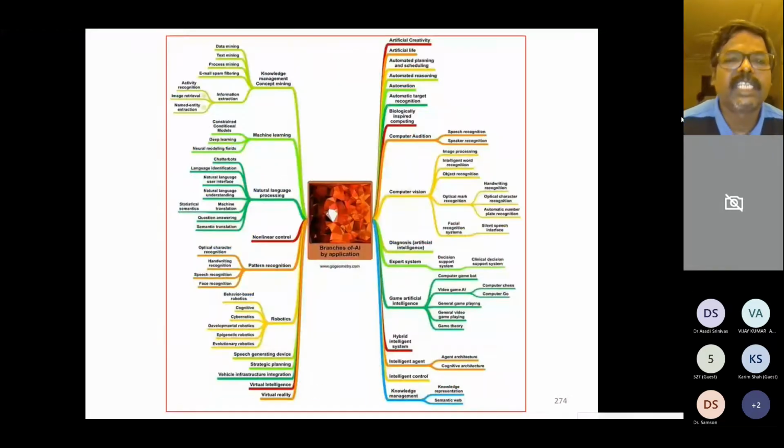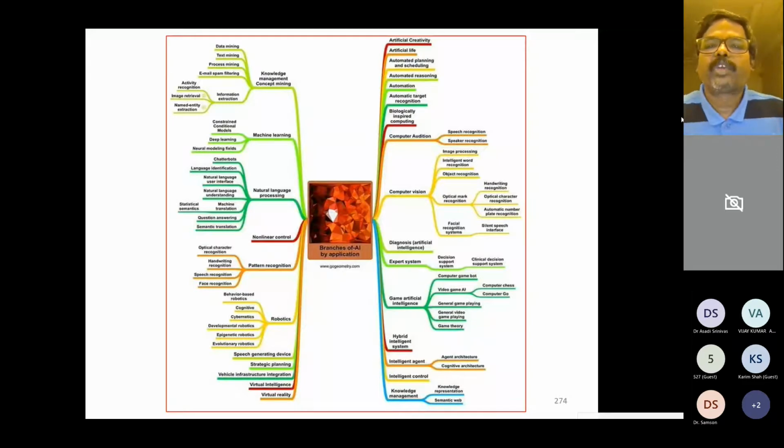In artificial intelligence, we are using various subdomains like knowledge management, concept mining, machine learning, natural language processing, non-linear control, pattern recognition, robotics, speech generating device, strategic planning, vehicle infrastructure integration, virtual intelligence, virtual reality. If you see the right side, it starts with artificial creativity. These are the branches of artificial intelligence by application.